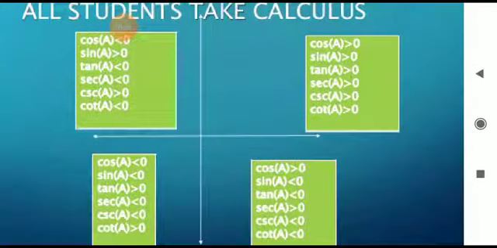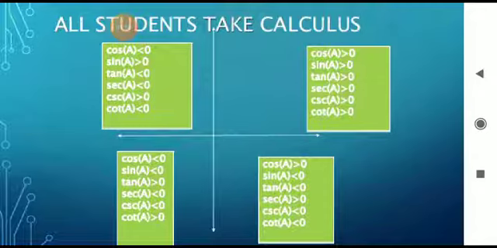Now in 2-dimensional space, there are 4 quadrants. To learn them, remember this statement: all student take calculus. Here there are 4 words: A for all, S for student, T for take, C for calculus. A is for the first quadrant, S for the second quadrant, T for the third quadrant, and C for the fourth quadrant. A means all.